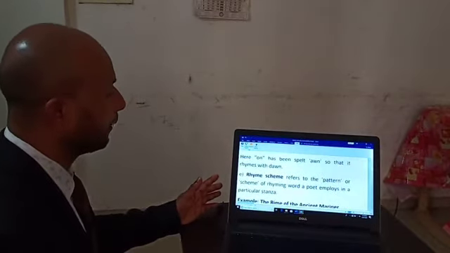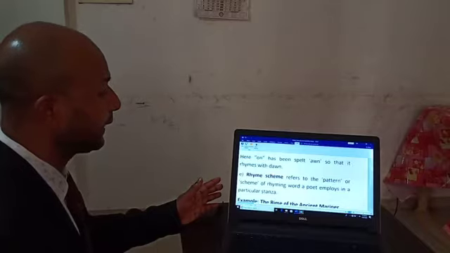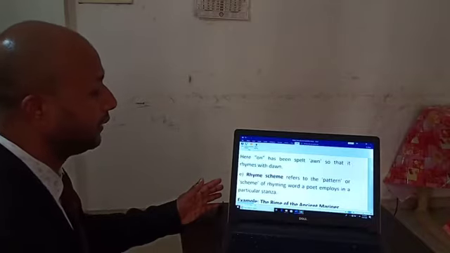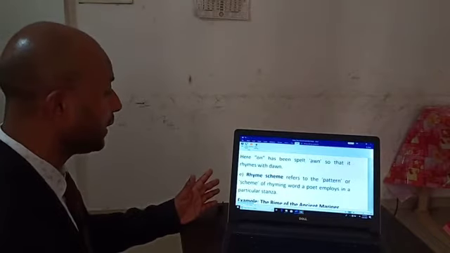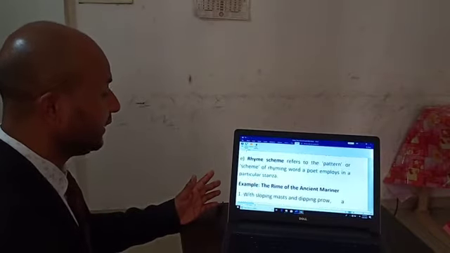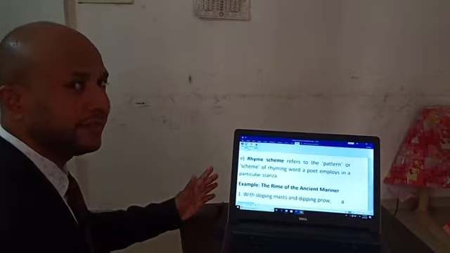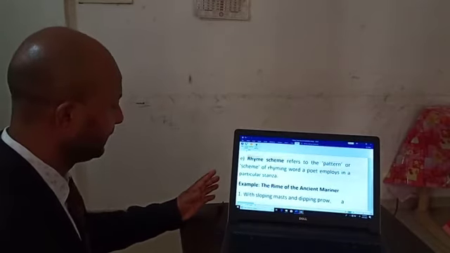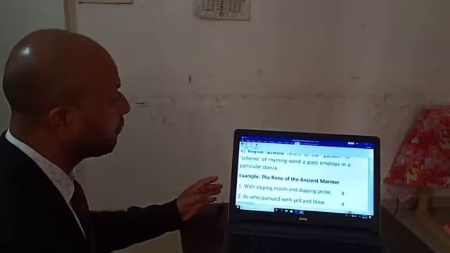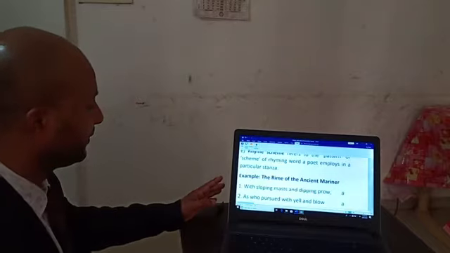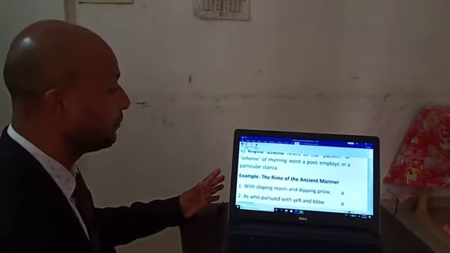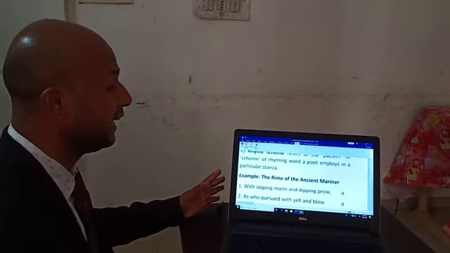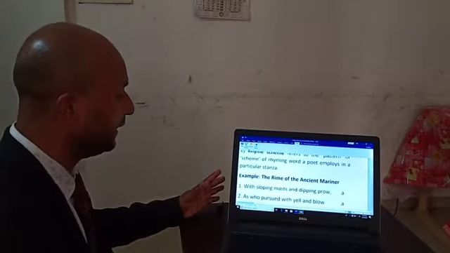Rhyme scheme refers to the pattern or scheme of rhyming words a poet uses in a particular stanza. Here the paragraph in poetry is called a stanza, like in a song. Example, The Rime of the Ancient Mariner. Here we are taking an example from the poetry. Mariner means sailor. Rhyme means story.